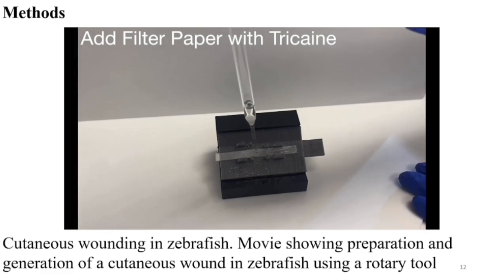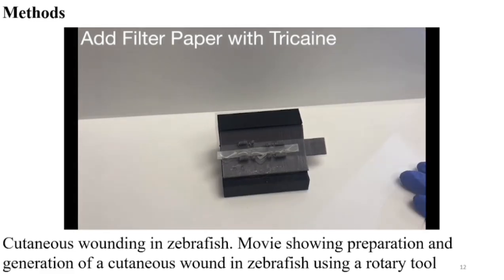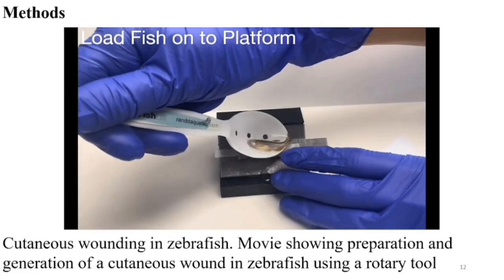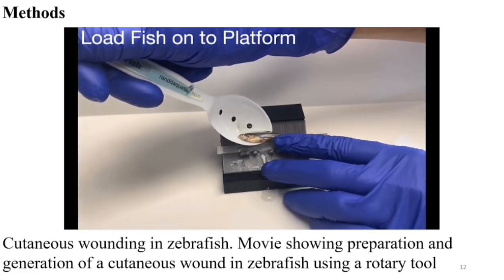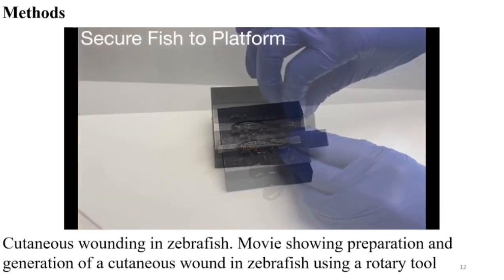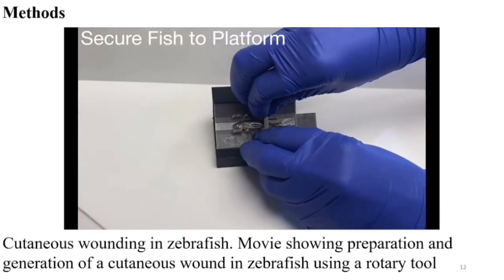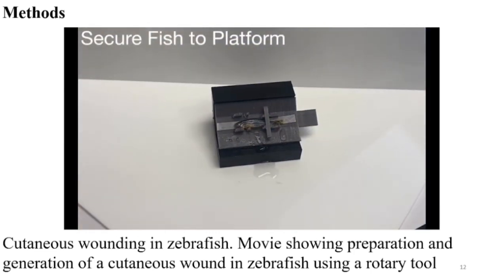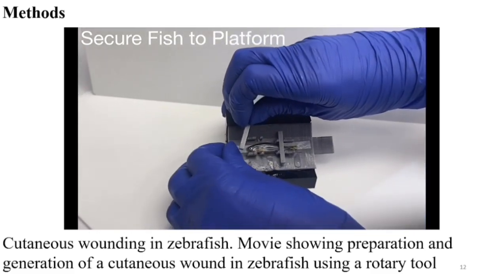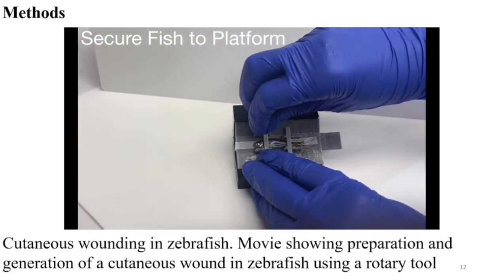After that, a filter paper with Tricaine water is added to the holding platform, and we load the fish onto the holding platform. You must be very careful because you don't want the fish to have any other injury. After that, we secure the fish onto the platform using the anchoring rod.